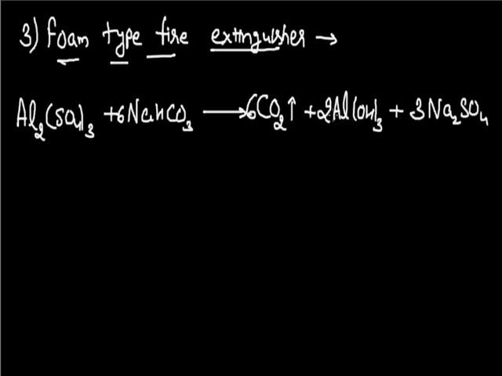So here this carbon dioxide gas is formed, and it exerts a high pressure. To make this carbon dioxide stable and to cover the combustible material for a long time, here we use the organic substance saponin. This saponin makes the carbon dioxide come out in the form of foam, and as it comes out in the form of foam, this type of fire extinguisher is called the foam type fire extinguisher.